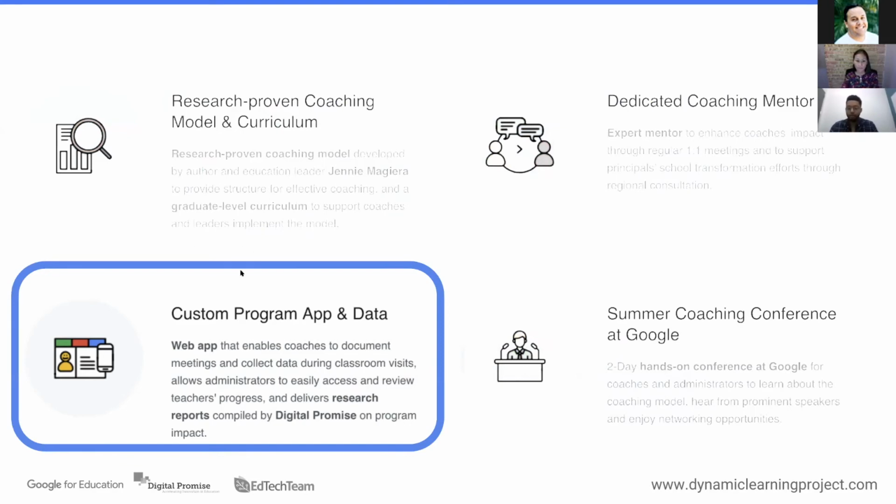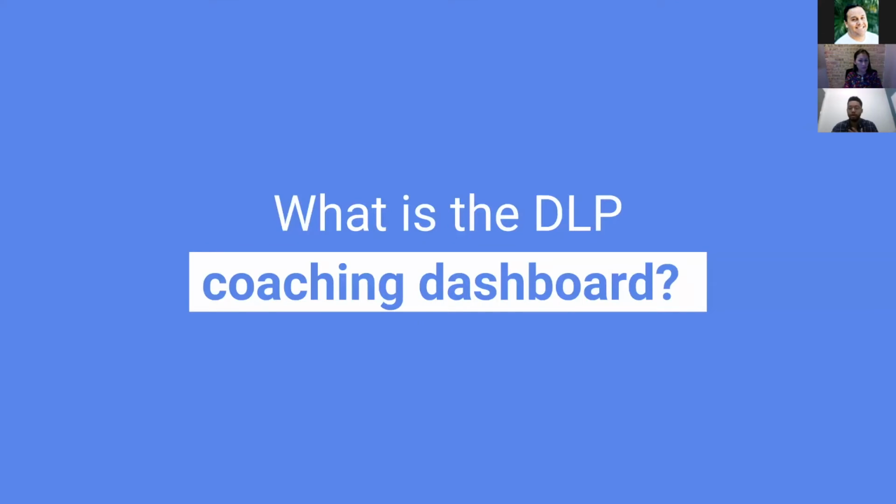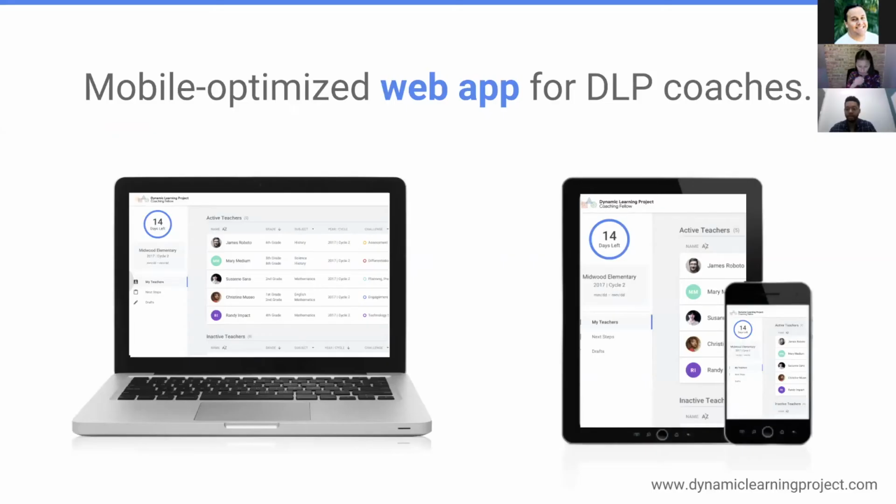Yeah, here at Google, one of the most exciting things about this project has been that we've been able to create a custom app to help our coaches and our administrators really get the most out of this program, but also help their teachers the best that they can. So the DLP dashboard is a mobile optimized web app for DLP coaches. So on the next slide, you'll see that the app works both on desktop and on mobile.